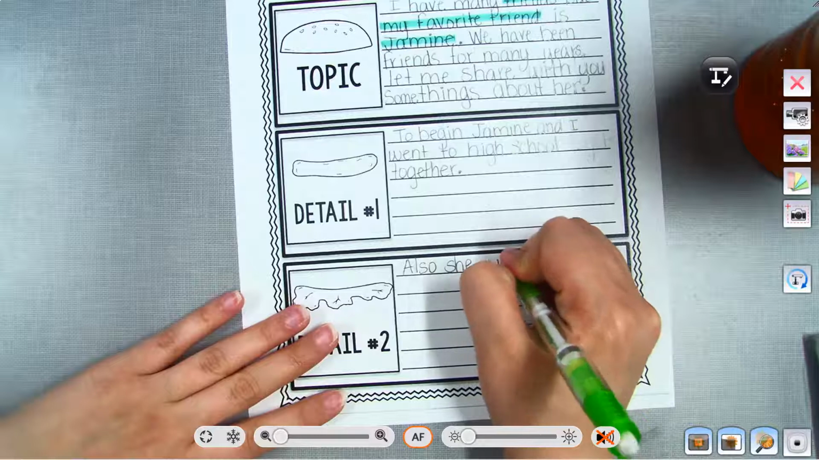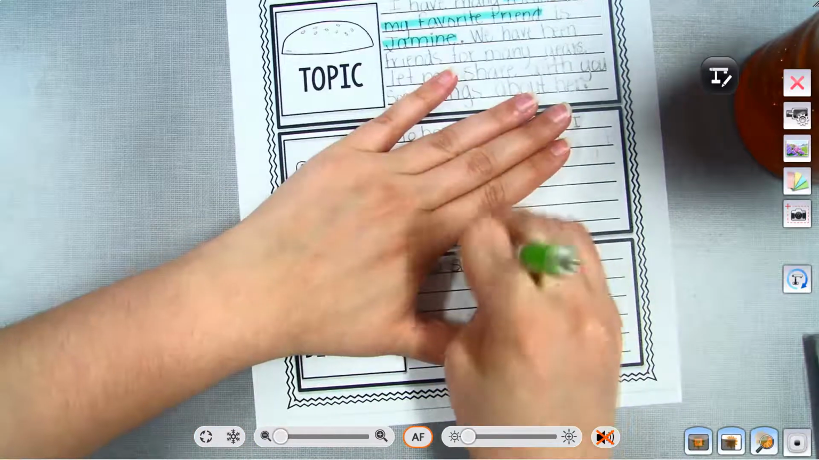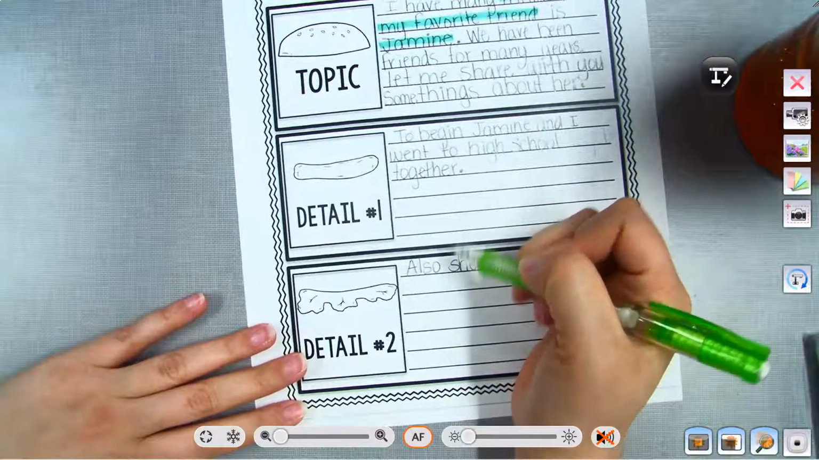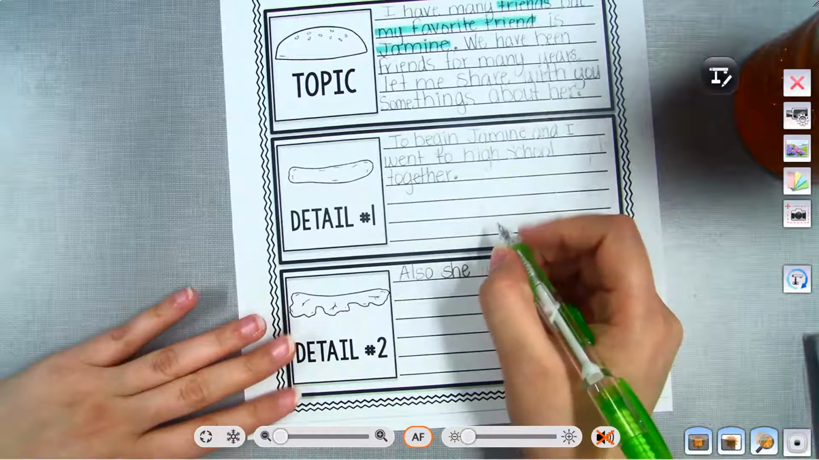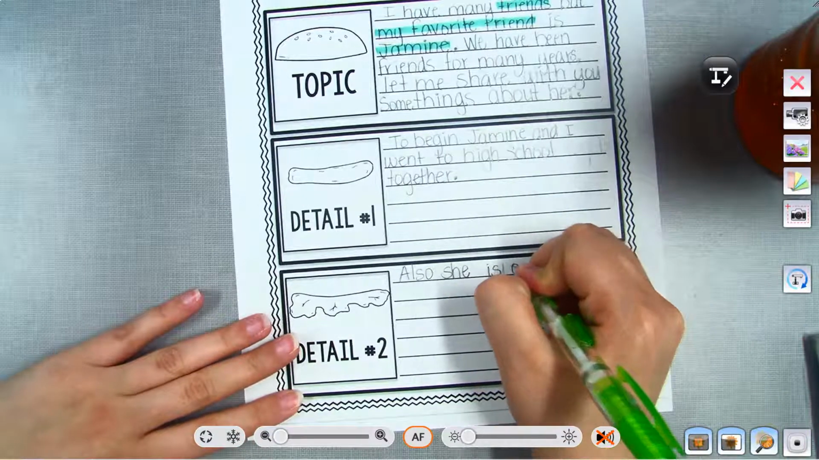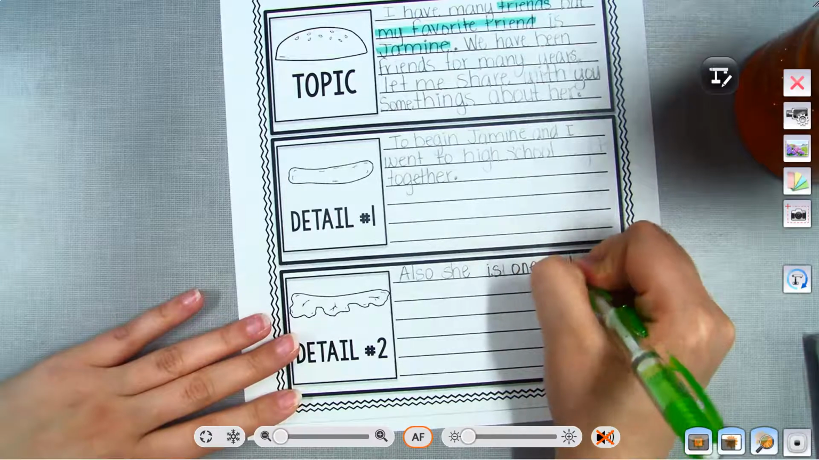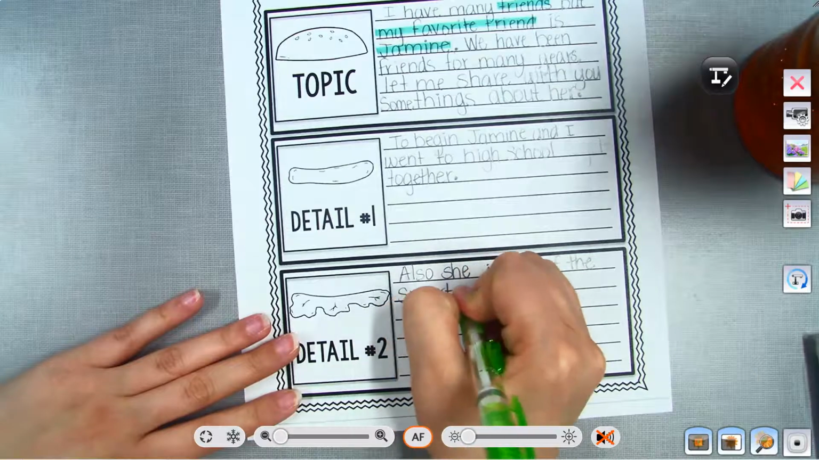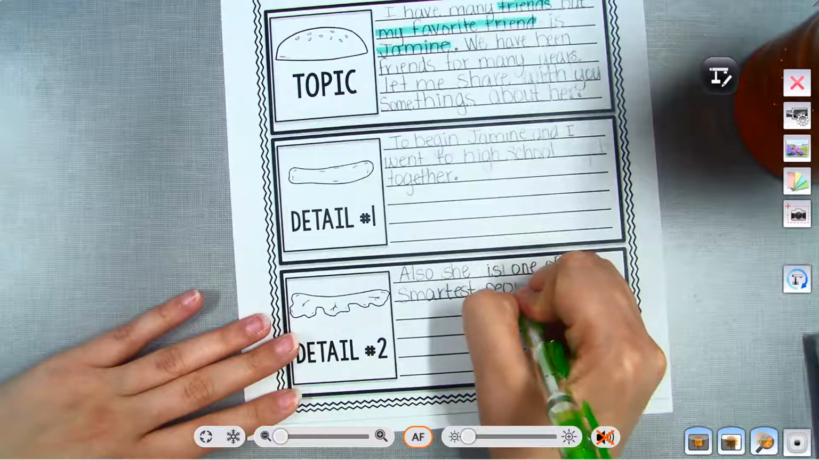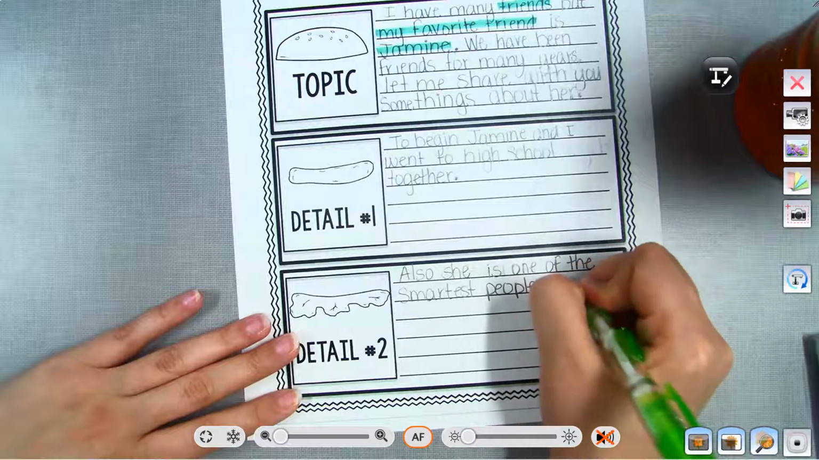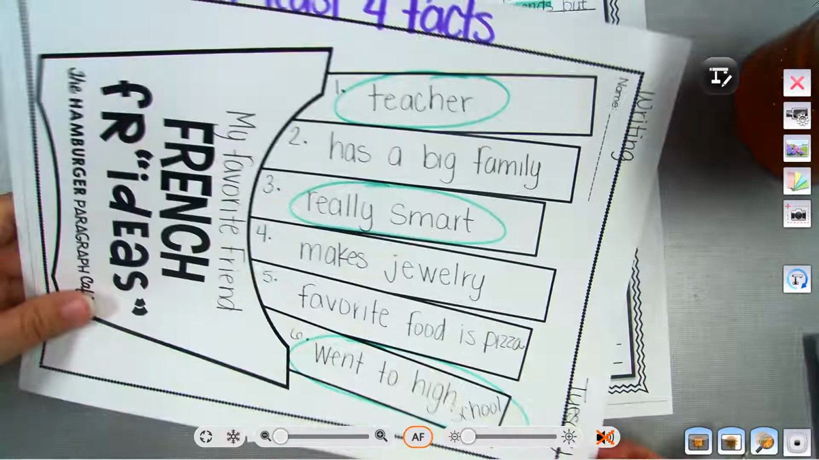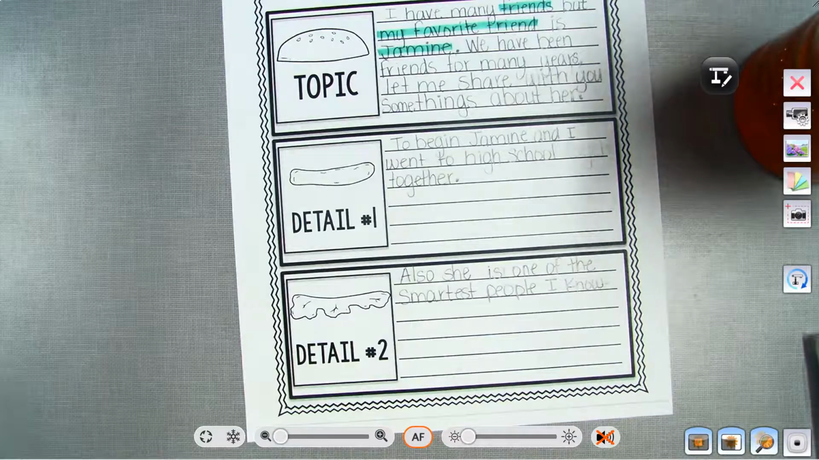She. Now you notice I didn't use Jasmine again. I'm using a pronoun for her, which would be she. She is one of the smartest people I know. So notice how I just didn't put also she is smart. I kind of added to that. I said also she is one of the smartest people I know.